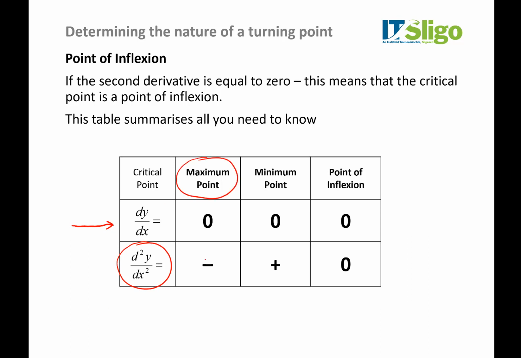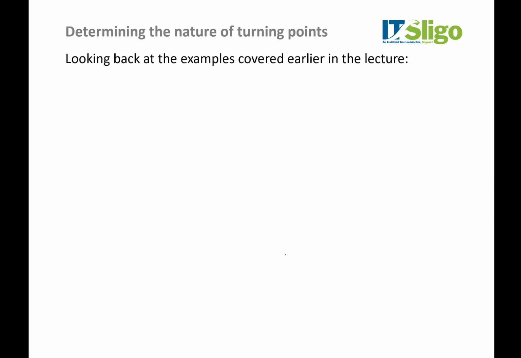At a maximum point, the second derivative is negative. At a minimum point, the second derivative is positive, and at a point of inflection, the second derivative is 0. So we'll just look back at the examples now that we've covered earlier. I'll speed through them a little quicker.